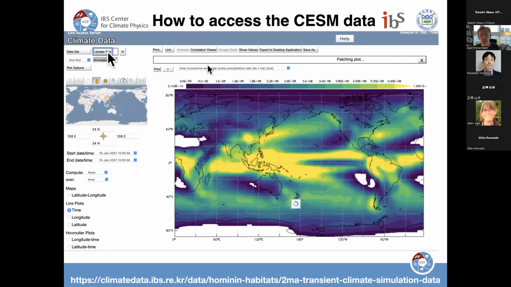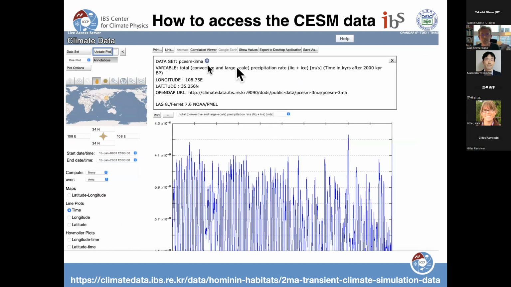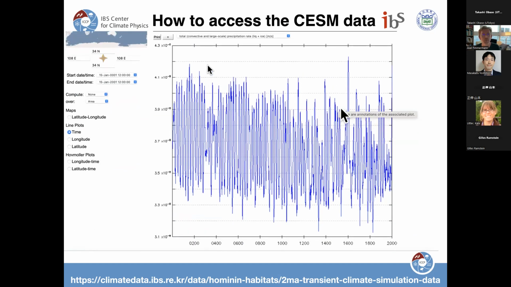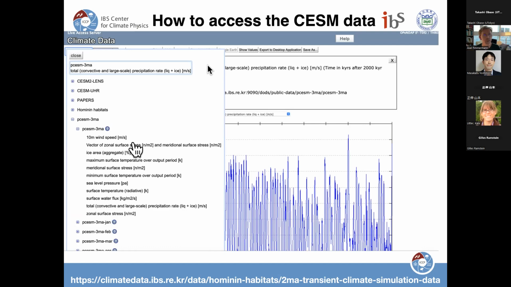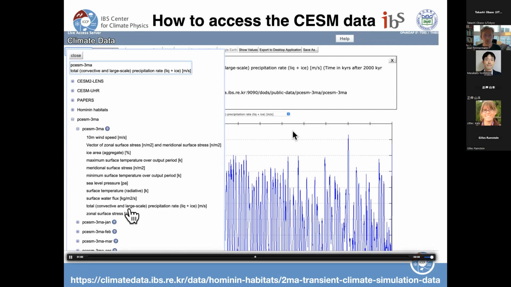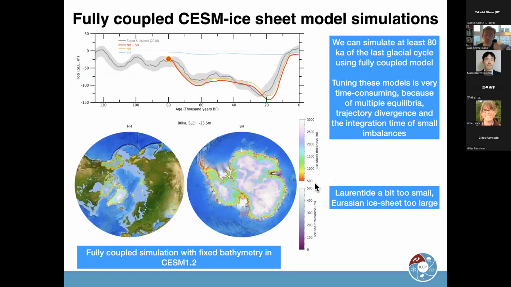It takes a little while, and then you get the time series of precipitation near Sanbao Cave. That was the example here. You can do this for sediment cores, for winds, and many other variables. So I won't go through all the details here, but you get the gist of it.